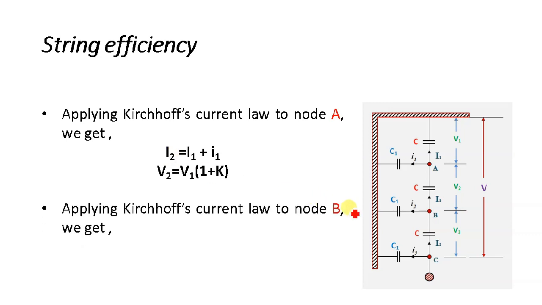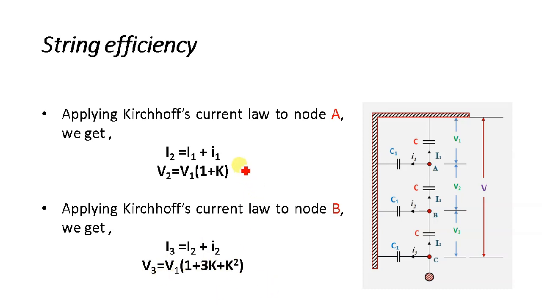Same way, if you apply KCL at this point, you will have the same kind of equation: the incoming current I3 is equal to the outgoing current small i2 plus capital I2. If you put in the values of I2, both small and capital, and I3, you will have the equation in the form of V3 and V2. And obviously we have V2 in the form of V1. So if you put the value of V2 in this equation, you will have the relation between V3 and V1.